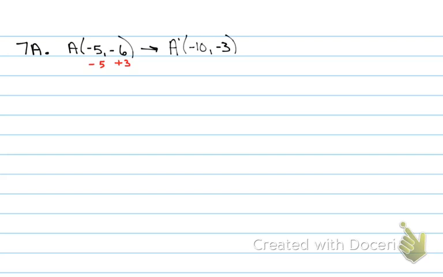Okay, so what would it have said on the y if I needed to subtract? Down. It would have said down. And what about the x? What if I needed to add? What would it have said? Right, to go right. Okay, so that's translations.